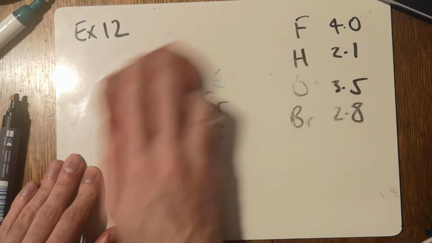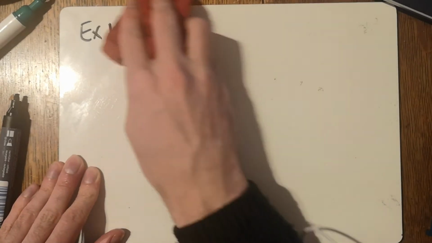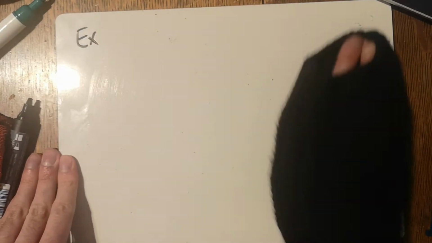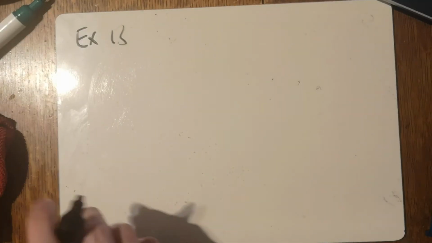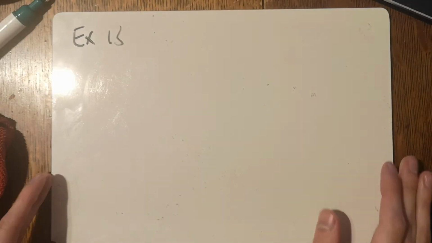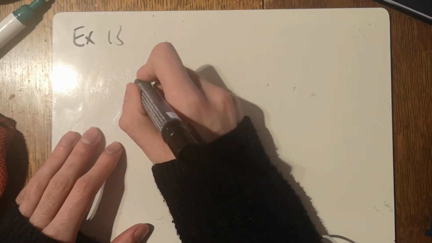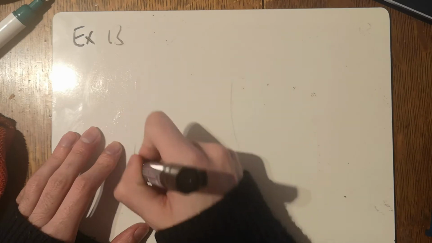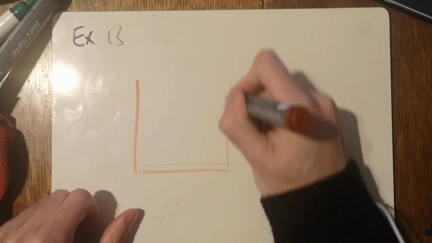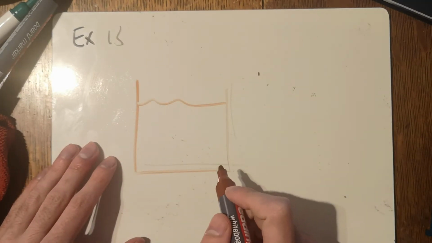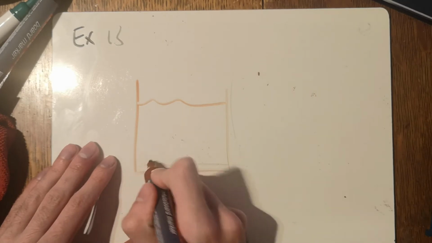So exercise 13. Next. And it asks us first of all, what is meant by an intermolecular force? And an intermolecular force is just the weak bonds that occur between molecules. So if we had a nice beaker, I'm not going to draw too well with this pen, I'm going to try it with the brown, it's a bit better. So a beaker of a chemical and liquid solution. So let's say it's water.